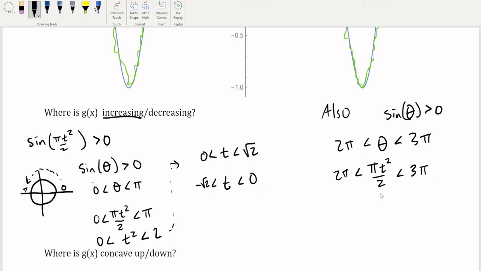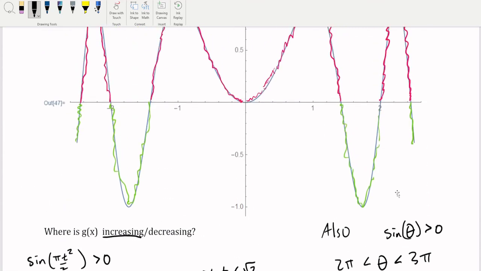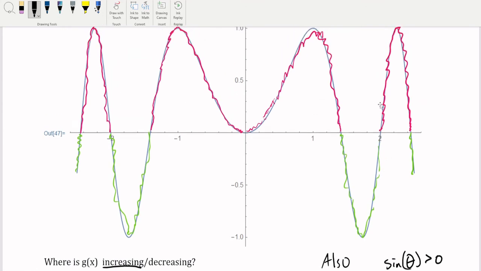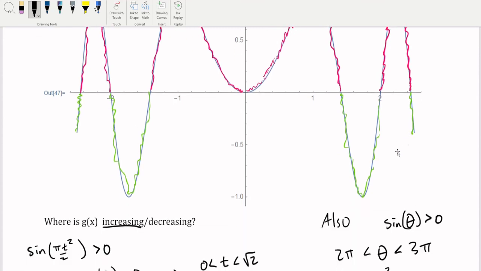Again, start stripping all this away. You get a 4, the pi's cancel, so you're going to get 4 less than t squared less than 6. Then, maybe naively, but it's okay to just square root off the bat to see what should happen. So you're going to get 2 less than t less than root 6. And as you can see, perfect, 2, I'm going to be increasing up to root 6.